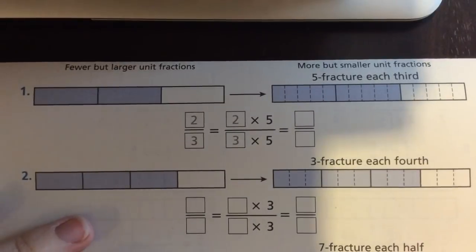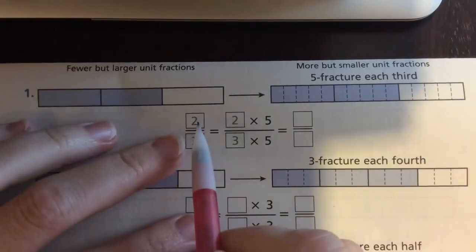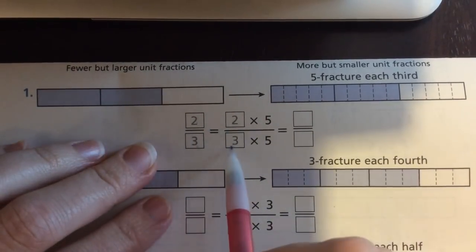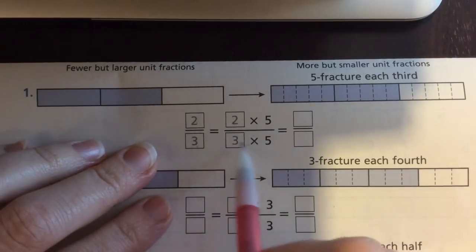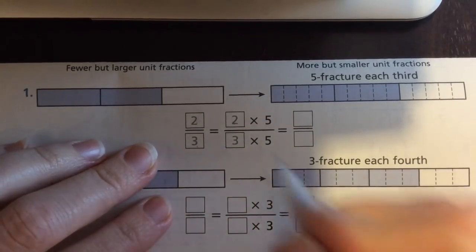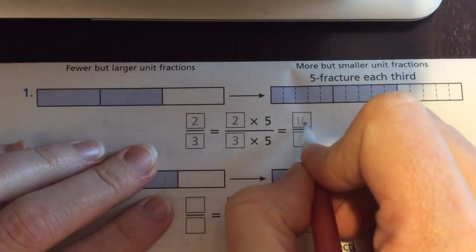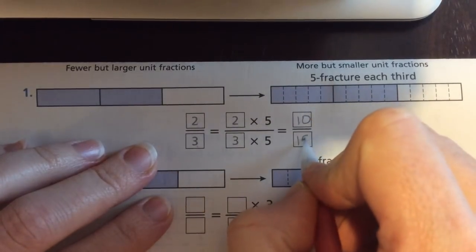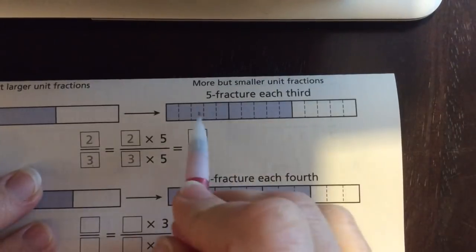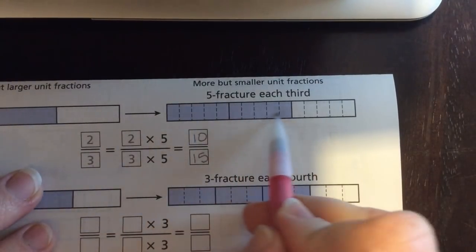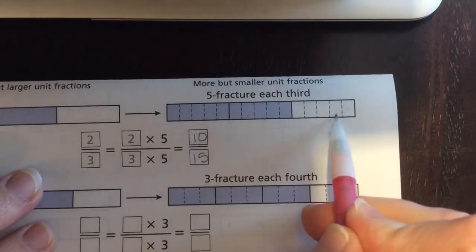So when I'm looking at my factoring, I'm saying 2/3, multiply the numerator and the denominator by 5. So 2 times 5 is 10, and 3 times 5 is 15. So my new fraction should be that there are 10 that are blue and 15 altogether.